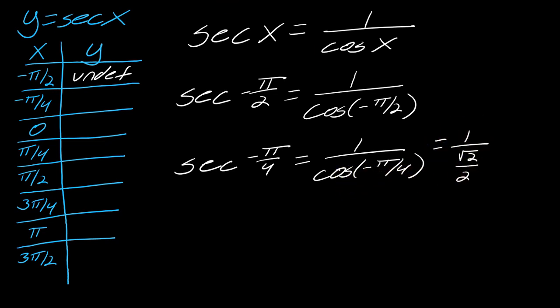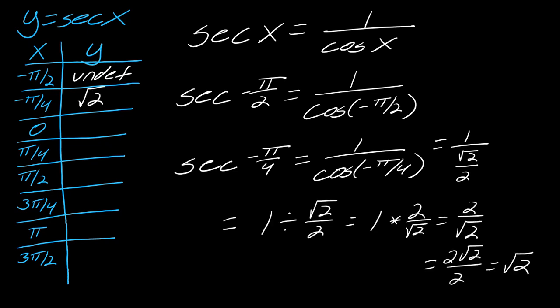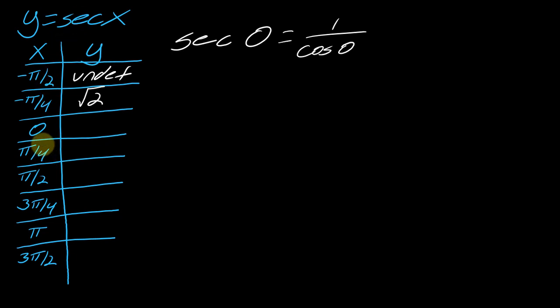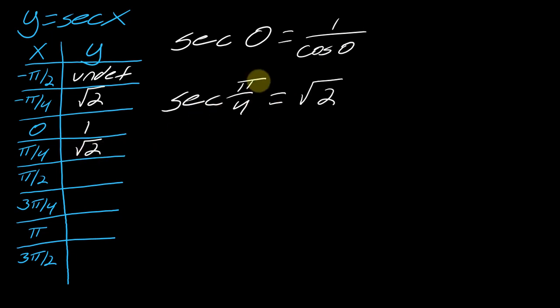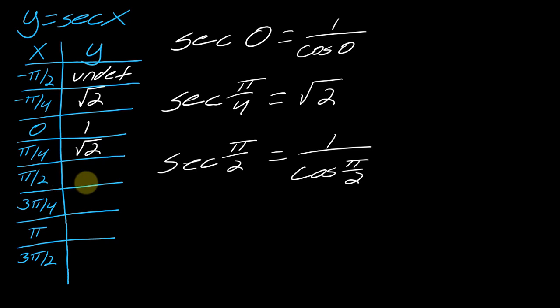So here's the math that we need to do. I have to divide 1 by that, and then I have to rationalize, and all of this to say that when I plug in negative pi over 4, I get square root of 2, and you can see all my work here. You can pause and read that if you want to. I continue down the list. If I plug in 0, that'll just give me 1 because it's 1 over 1. Secant of pi over 4, for similar reasoning, is also square root of 2. And secant of pi over 2 comes out to undefined because cosine of pi over 2 is 0, so I have 1 divided by 0, which is undefined.